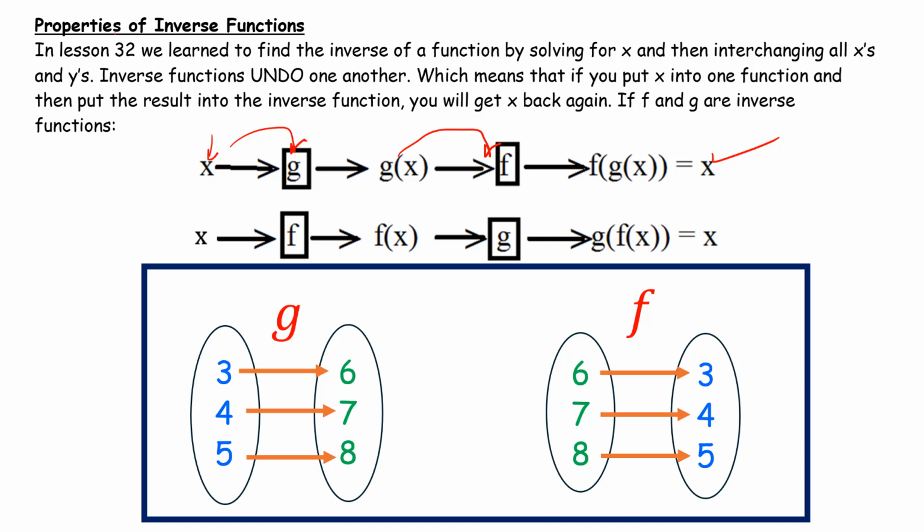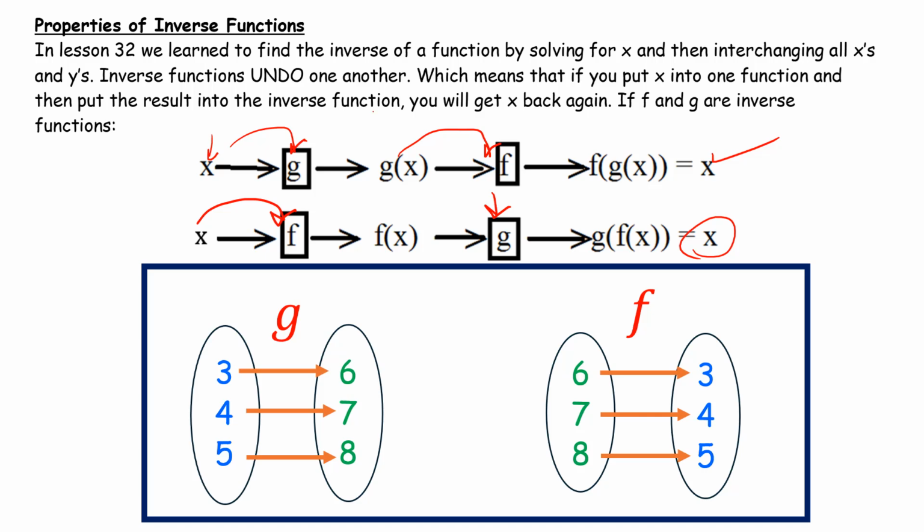It'll go back to the way it was, just like multiplication and division are inverse functions. If you have a number like 2 and you multiply it by 3 and then you divide it by 3, it's just like you didn't do anything. The same is true about inverse functions. If you put a number into a function and then you take whatever you get and put it into the inverse of that function, you'll just end up with x again.